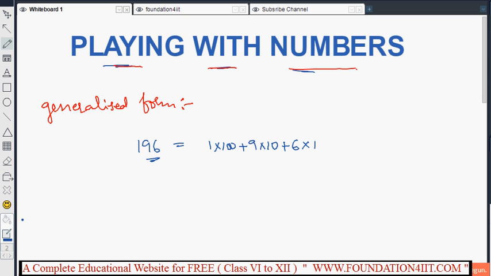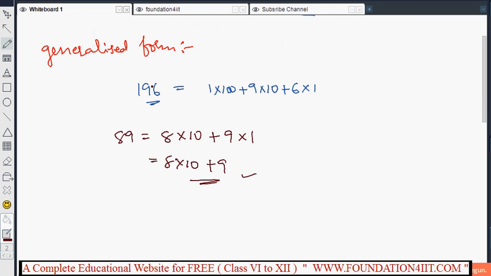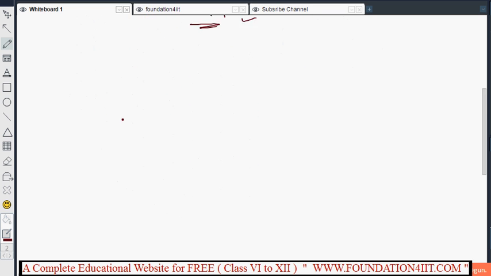2 digits, 3 digits, any number of digits we can take the same way. For example, 89. I can write 8 is in the tens place, so 8 into 10 plus 9 into 1. 9 into 1 is 9 only, so we can write 8 into 10 plus 9, because 9 ones are 9. This is nothing but generalized form. 196 is a 3 digit number, 89 is a 2 digit number. Any number of digits we can write according to the place value. Place value only we need to take.